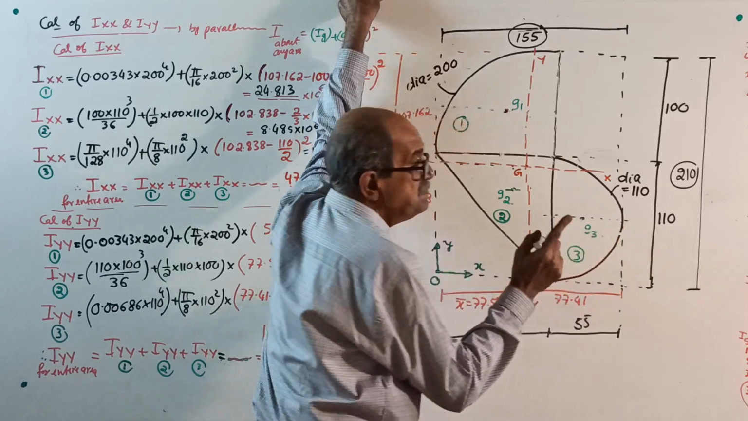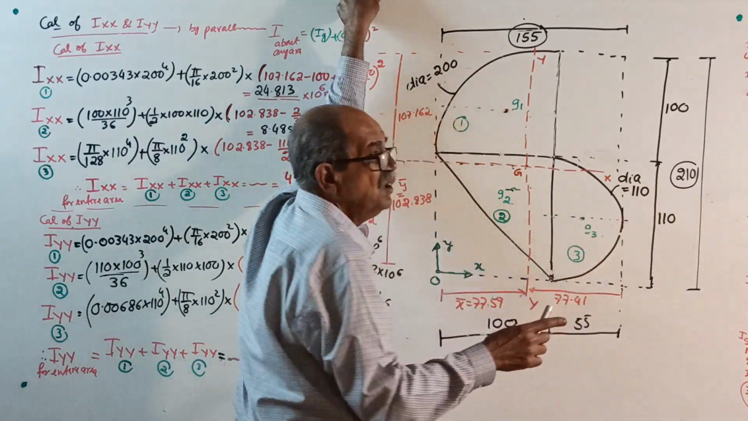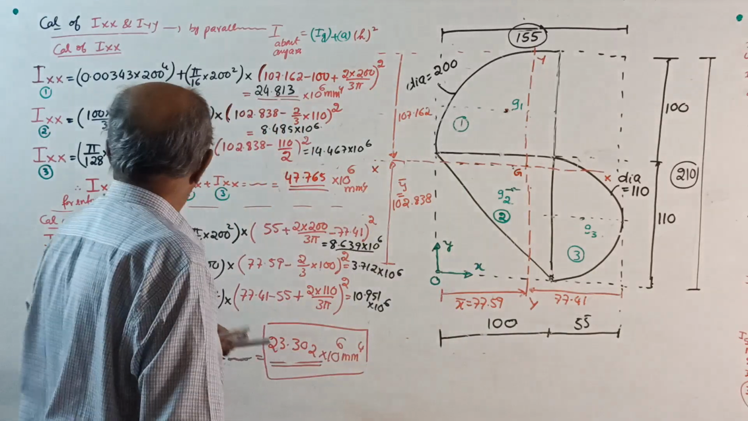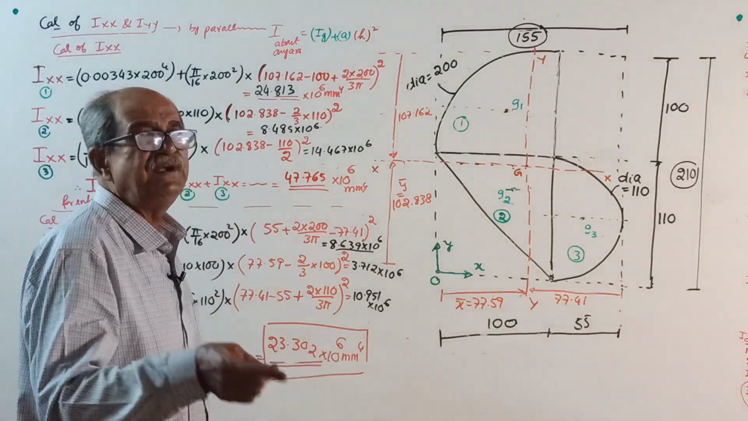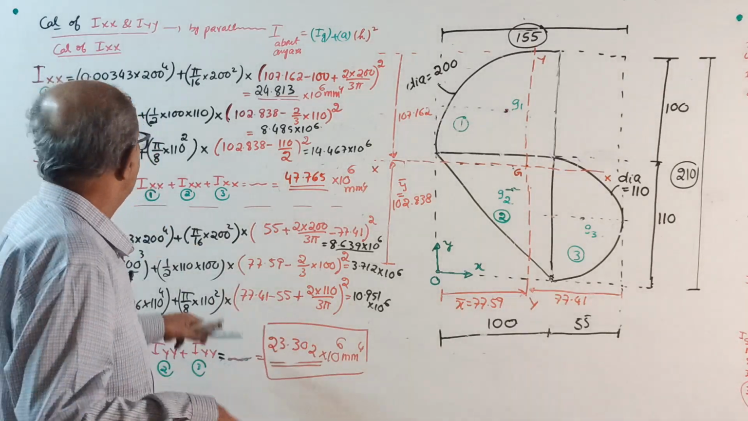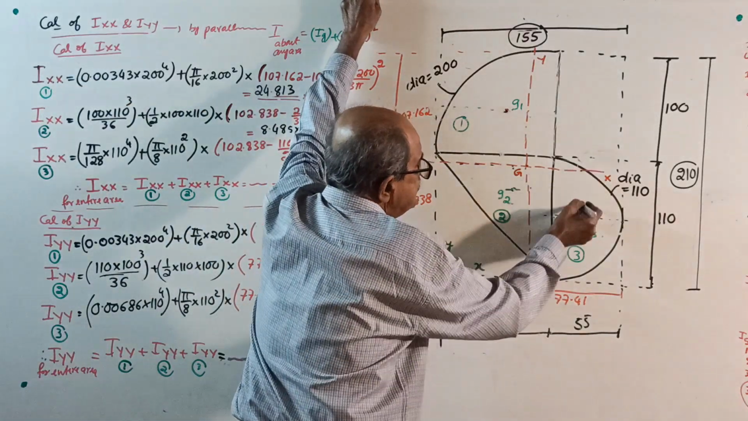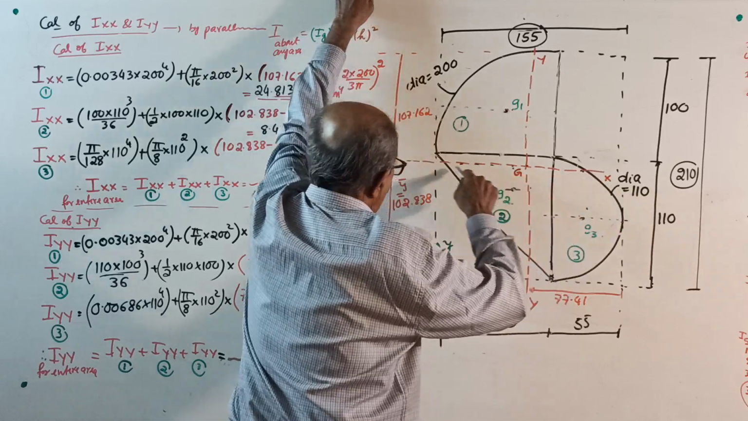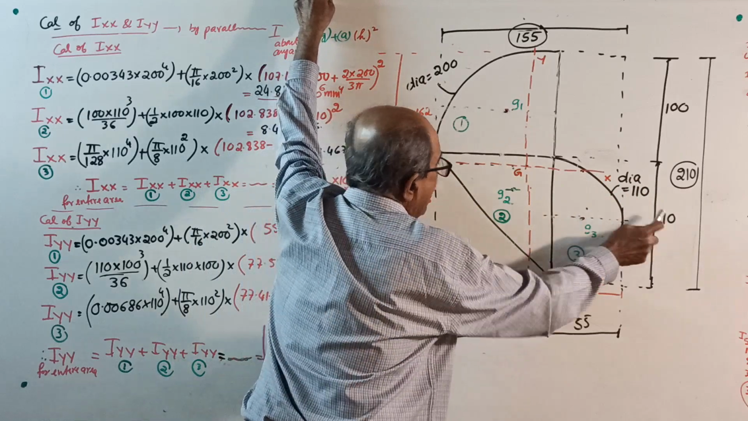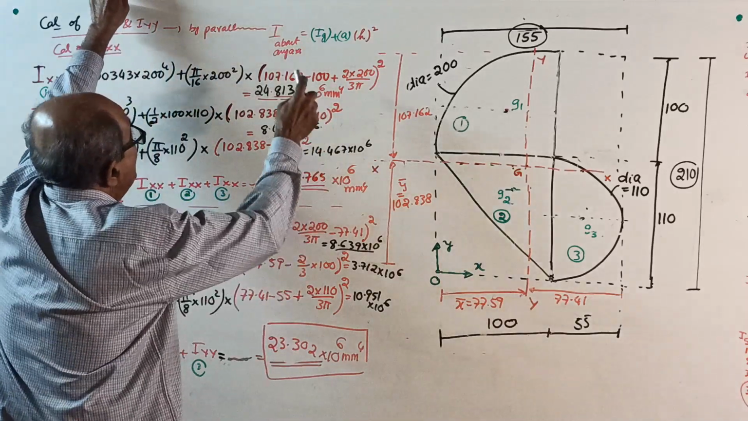See, this is the symmetry axis. For a semicircle, this is the symmetry axis. So symmetry means no decimal, circle half. Pi by 128, I told last time 10-15 times. Pi by 128, that's why I wrote master question. Pi by 128 into 110 power 4 plus area into this distance square. That is 102.838 minus this distance, which is half of 110. Half of 110 whole square, you get the answer.